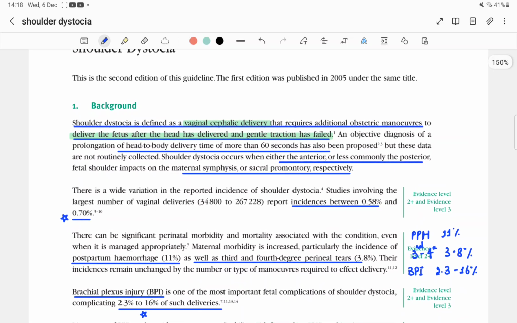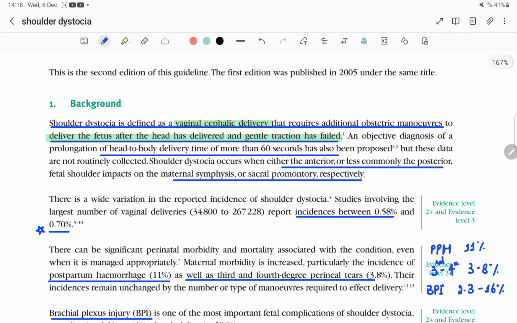And one thing I want to tell you is that we have different local books available, in which different types of definitions are given. But if you extract the definitions from this guideline, then this will make you different from the rest of the candidates during your clinicals, and it also gives a very good impression. Like shoulder dystocia, you have to memorize it like this: it is defined as a vaginal cephalic delivery that requires additional obstetrical maneuvers to deliver the fetus after the head has delivered and gentle traction has failed, and a prolongation of the head to body delivery time of more than 60 seconds.